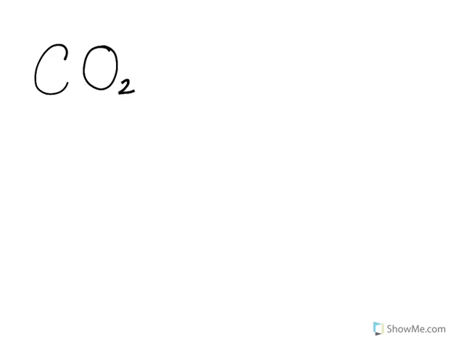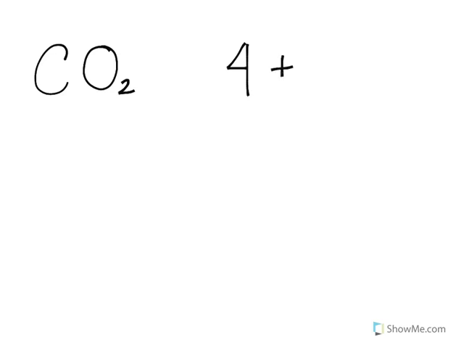Let's draw the Lewis structure for CO2, also known as carbon dioxide. So the first thing we need to do is count the total valence electrons from all the atoms. And if we look at a periodic table, we find that carbon is under group 4, which tells us that there are 4 valence electrons in carbon.